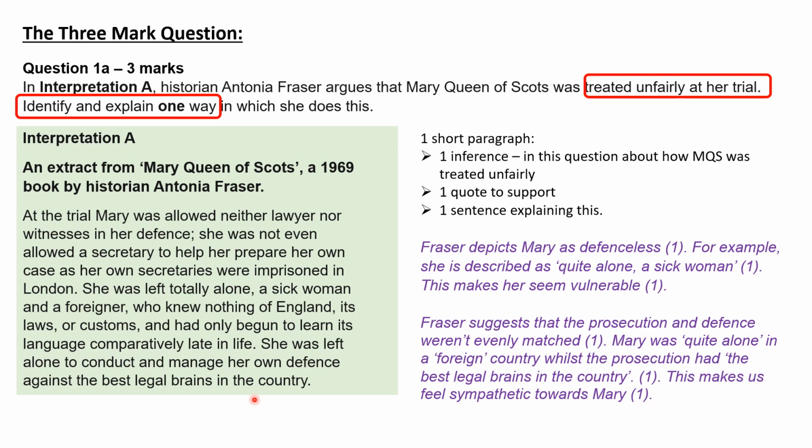And then we've got the explanation of this makes us feel sympathetic towards Mary, and that would be your 3rd mark. So you have 2 examples to have a look through there, but the key thing to remember with this question is that you must make an inference, you must use a quote to support that, and then just 1 sentence, which as we've said can be short, to explain that to get your 3rd and final mark.